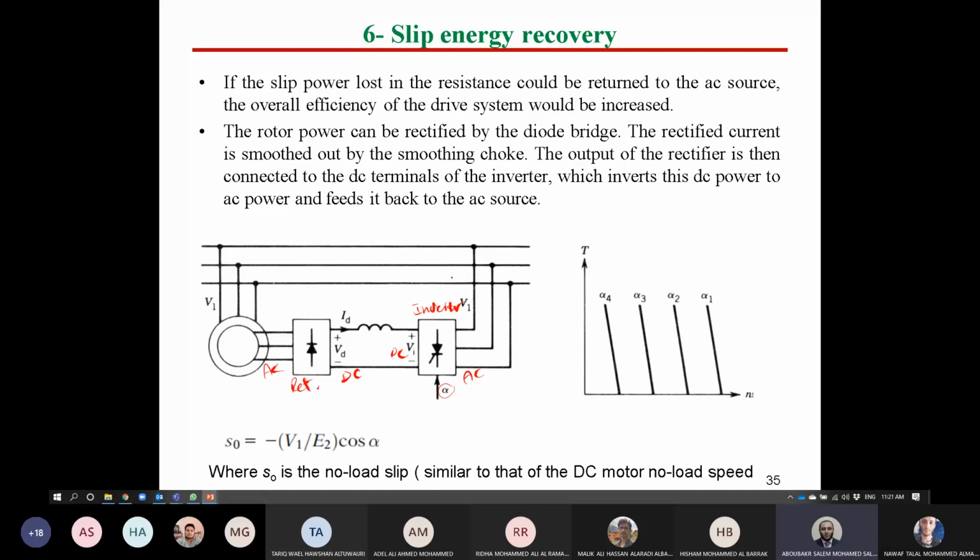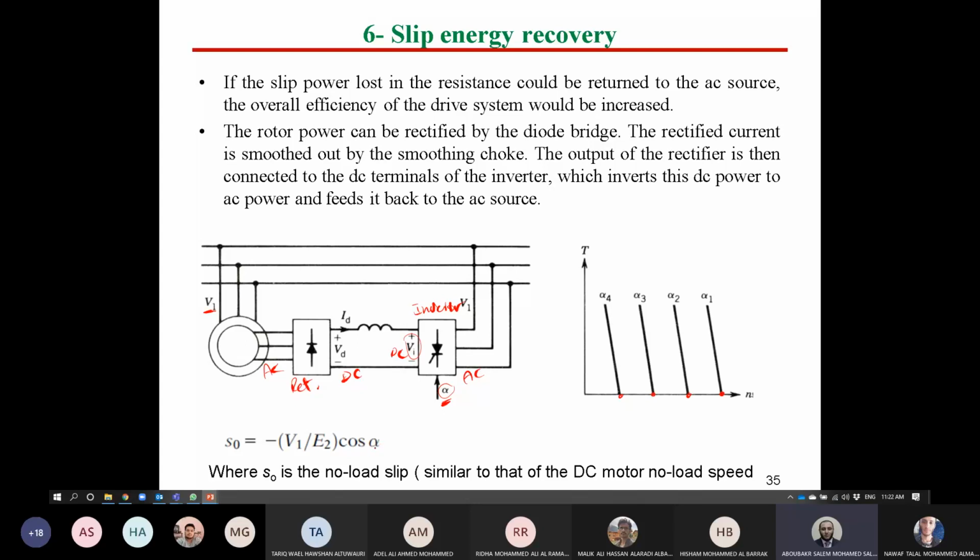How can we control the speed now? By changing the value of alpha. The relation is S0, which is the slip at synchronous speed here, representing the value of ns. S0 equals minus V1 over E2 cosine alpha, where V1 and E2 represent the voltages in the circuit. V1 is considered as the voltage here. E2 is represented by the EMF attained here, like Vn, multiplied by cosine alpha.